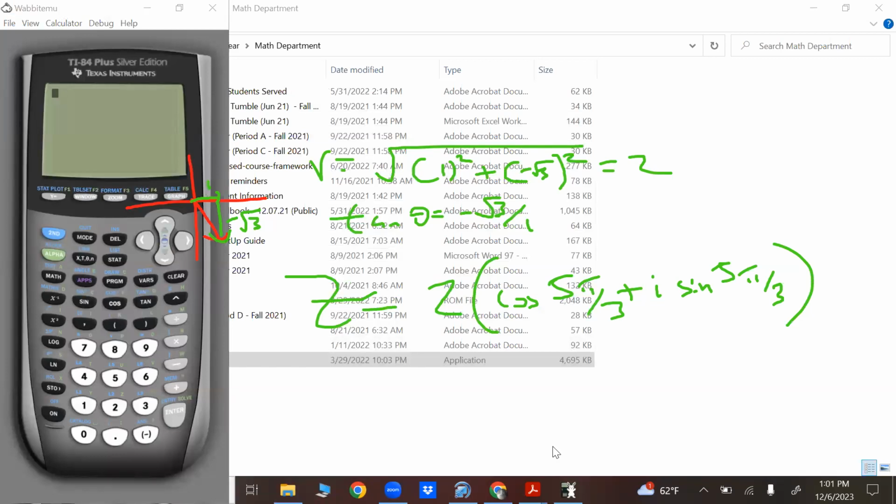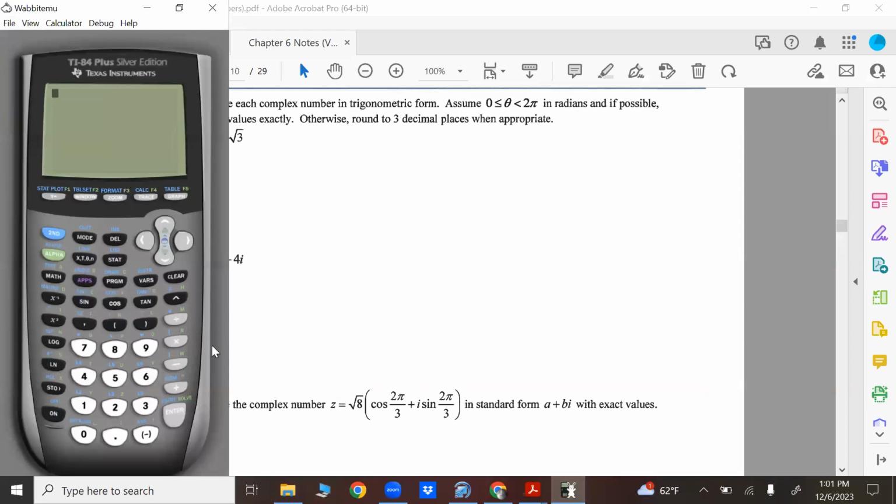So, for example, if I were to do 2 parentheses cosine 5 pi divided by 3, you don't have to type this down, I'm just going to do it really fast, plus second decimal point i sine 5 pi over 3, which is root 3, right? Because 1.73 is root 3, so 1 minus root 3i. So there you go.